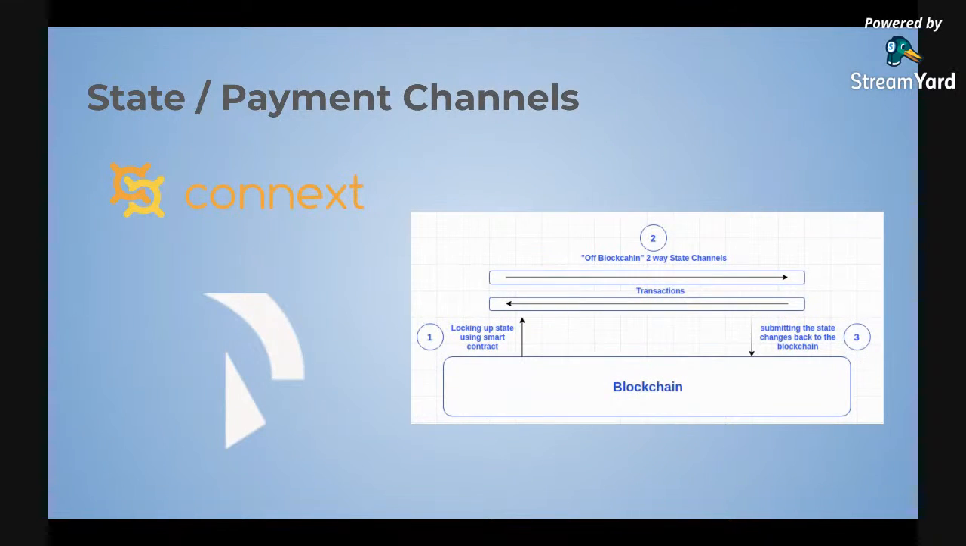But now we come to state and payment channels. Okay, so some people may have heard of Raiden, they're quite a popular one. Connext is another one. But essentially with a state payment channel, users deposit into a smart contract on the main chain, and then they open a channel between people off chain. And then the transactions work by signing transactions between themselves, and then eventually the state will be submitted back to the blockchain.